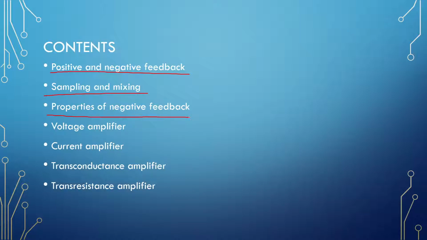So what do you stand to gain out of adding feedback to an amplifier? And then just some basics around the four different amplifier types and the feedback topologies that are used for each one of them, stemming from sampling and mixing.